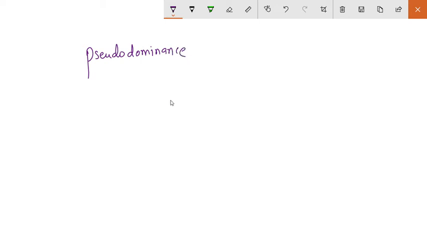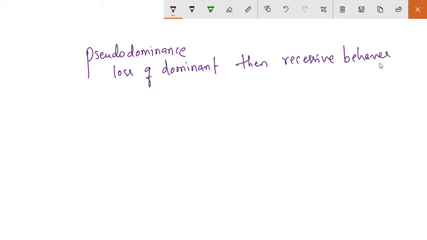Okay, due to the deletion there is the production of pseudodominance. Pseudodominance means what? When there is a loss of the dominant gene, then in that case the recessive behaves like a dominant.